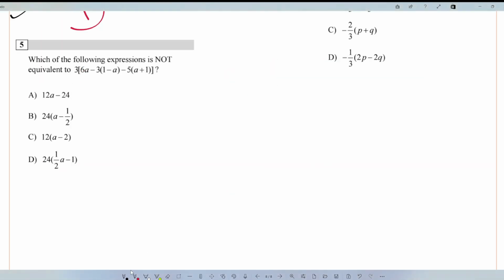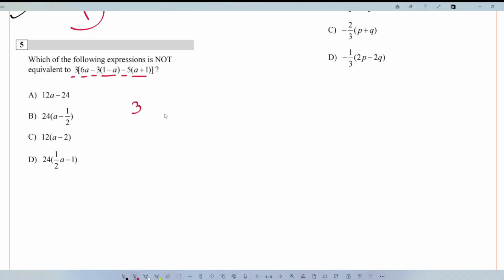Number 5. Which of the following expressions is not equivalent to 3 times (6a minus 3) plus 1 minus a minus 5 times (a plus 1), and the bracket has closed. What does this question mean? It means once we simplify this expression, options a, b, c and d will mostly be similar, except one. So first we have to complete this one.